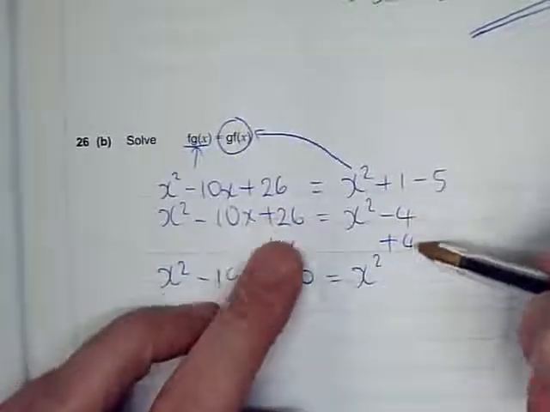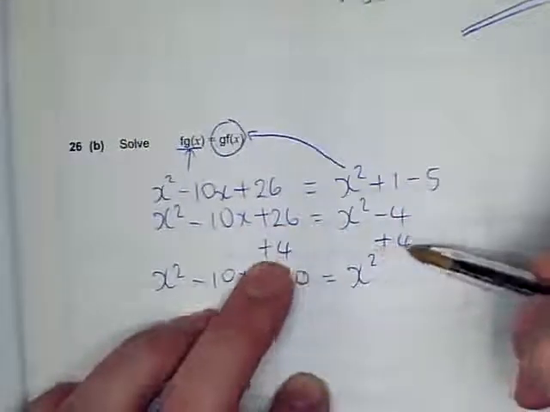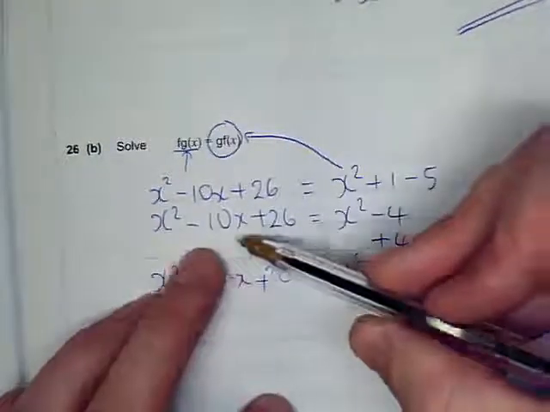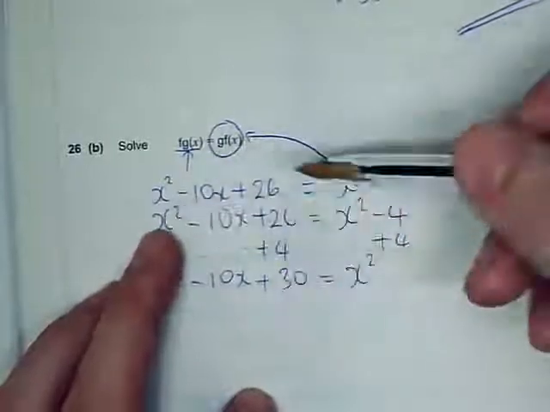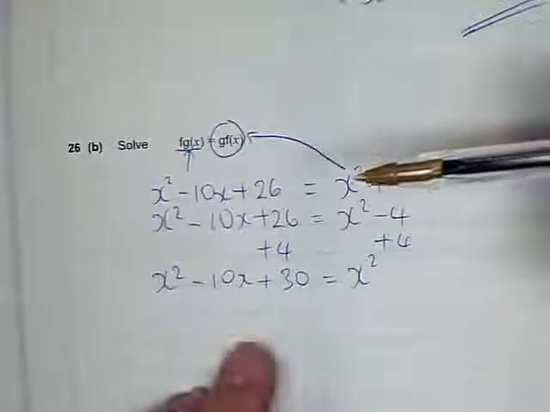Notice when I've written this, I've written the number exactly underneath the number so that I don't get confused. If I wrote it over here, for example, I might write that as plus 4x squared or something silly if I'm feeling a bit stressed in the exam.